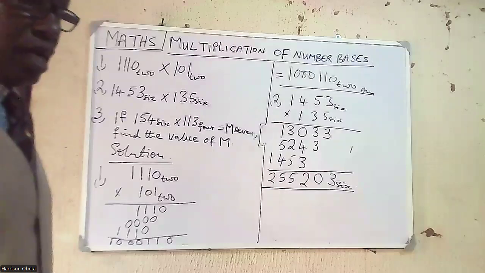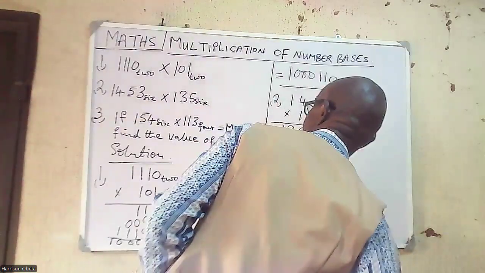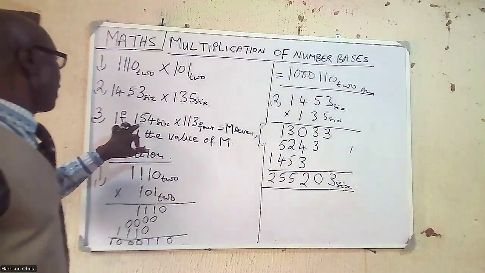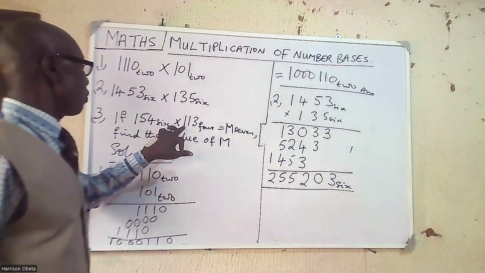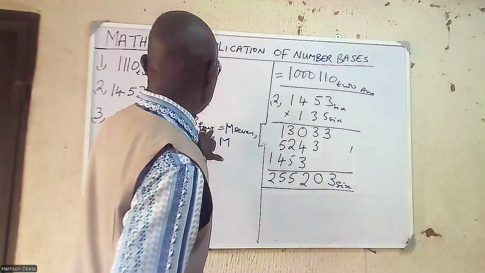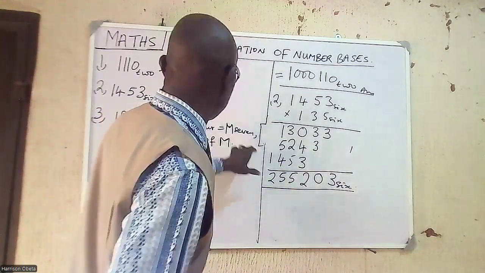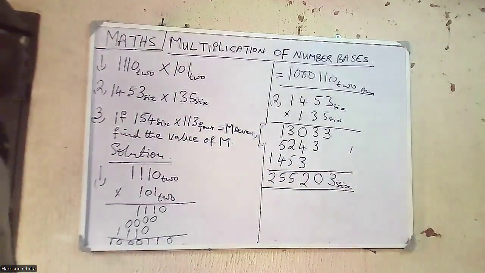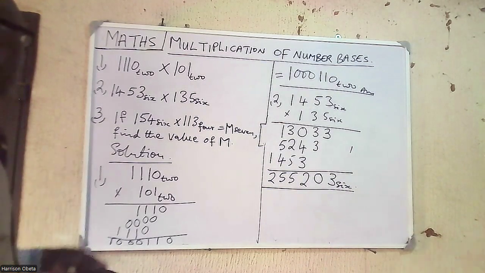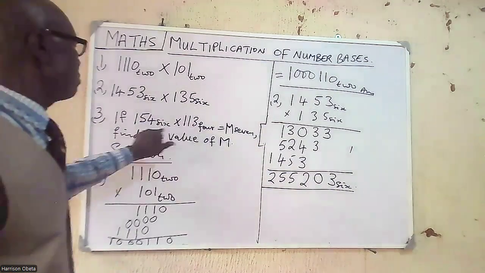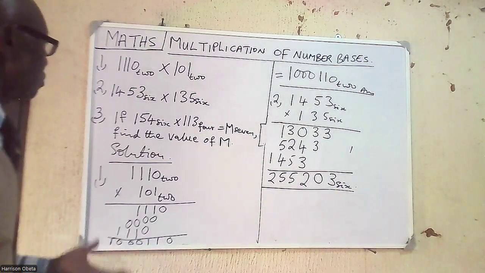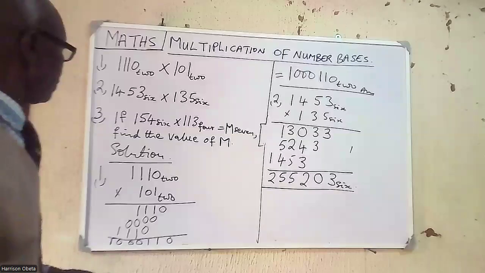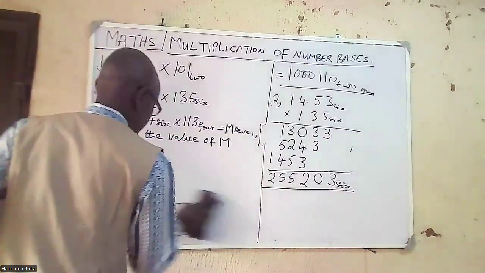And then we're now going over to number 3. In number 3, we are told that 154 base 6 multiplied by 113 base 4 is equal to m base 7. So if you look at number 3, you discover that they are not of the same base. And in order to handle that, we have to change each of them to base 10, multiply, then convert to base 7. So let's take off.